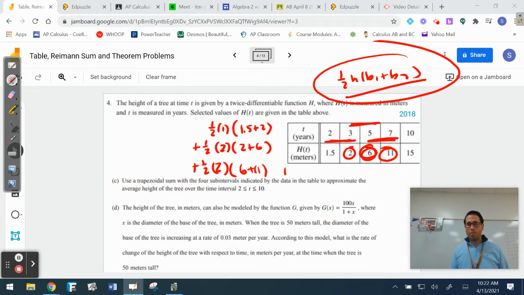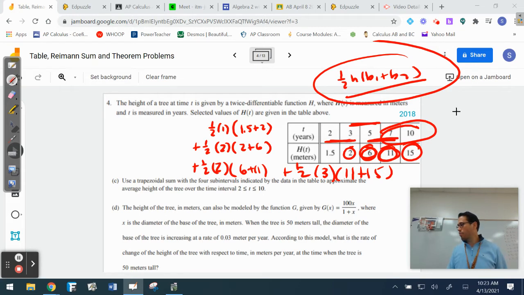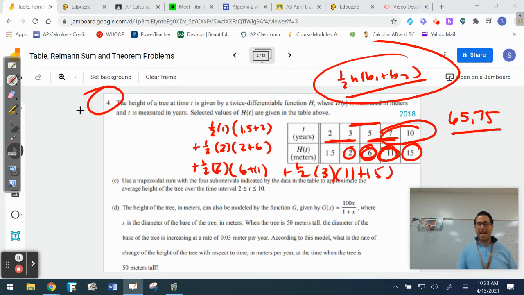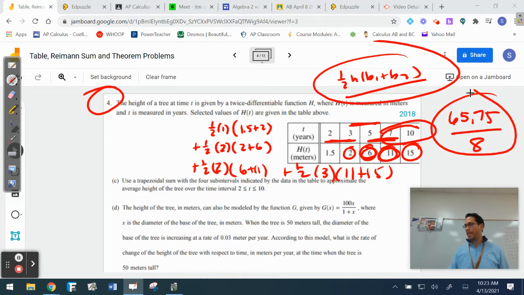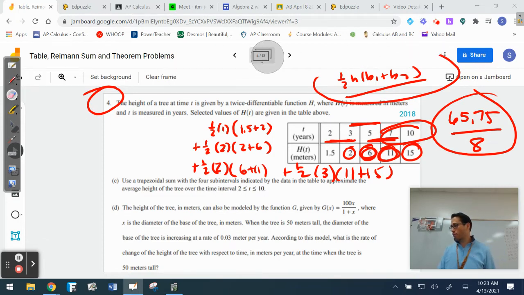And then I've got one more to go, which would be 1/2. This time the height is 3. Easy to make that mistake. And then 11 and 15. Now, if you do all of that work correctly, for the integral part, I get an answer of 65.75. Make sure you check it. It's non-calculator, so it is a lot of work you got to do on this one, and then divide it by 8. Now, believe it or not, if you left your answer like that on the AP exam, they would give you full credit. All right, that one's just worth 2 points.